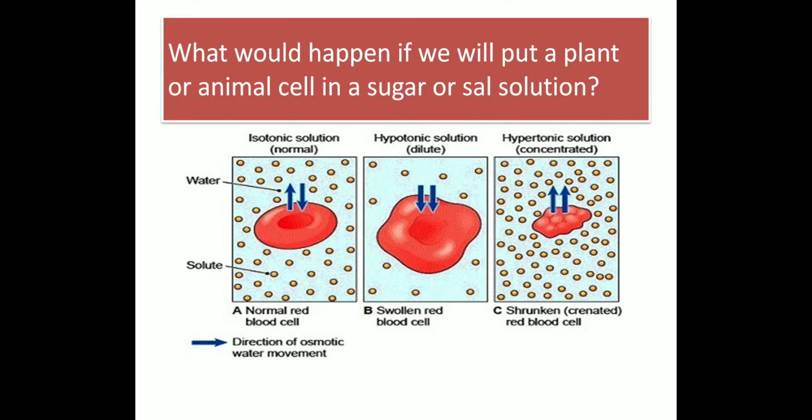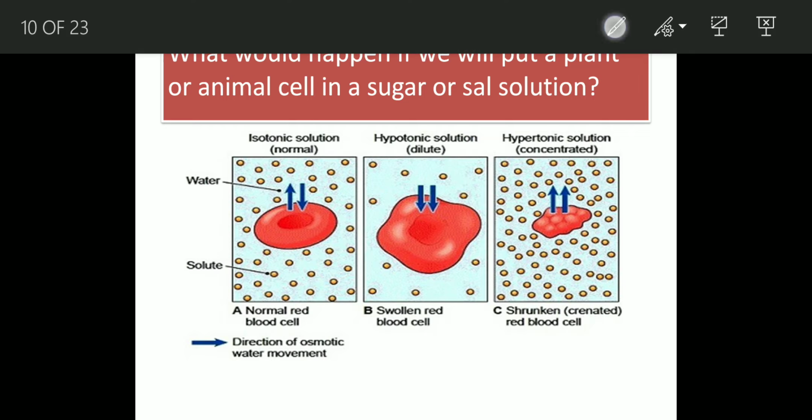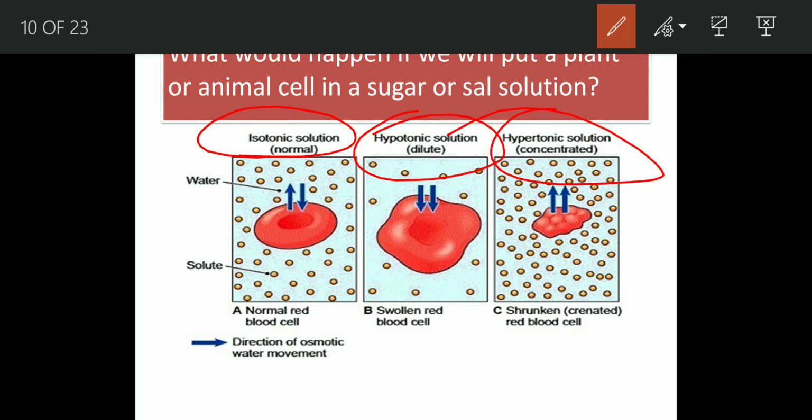Now, what will happen if you put a plant or animal cell in a sugar or salt solution? We will discuss here the different types of solution. The solutions are mostly of three types: isotonic, hypotonic, and hypertonic. These are divided on the basis of the concentration of the solution. If the concentration of the solution is more, like if the salt or sugar is more in the solution of sugar and water, it is said to be a concentrated solution, meaning the concentration of water is less.